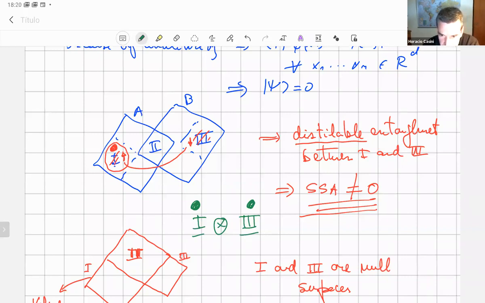I see. Okay, so this is telling you that the original state had some distillable entanglement. Yes, exactly. What it says is that the original state, the vacuum between regions 1 and 3, has some distillable entanglement. Because of that, it cannot be a separable state, and that implies that strong subadditivity cannot saturate.